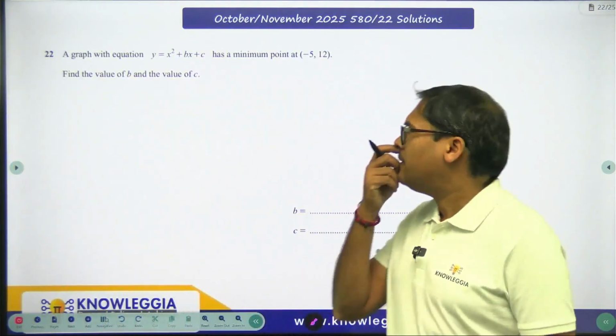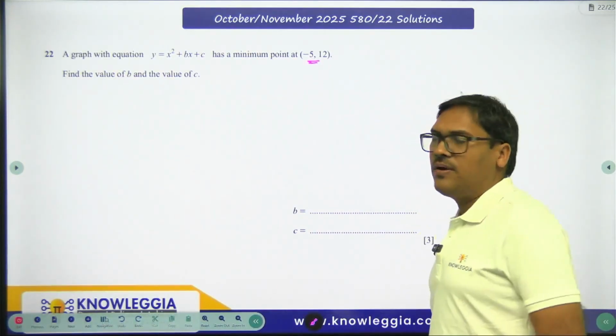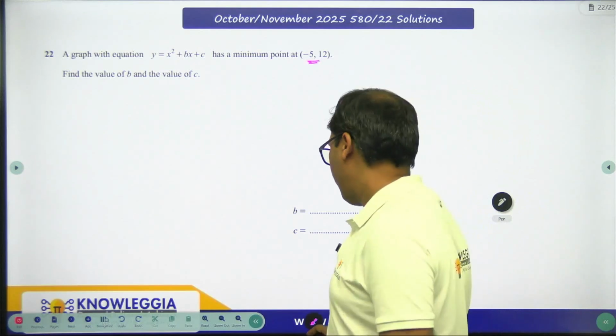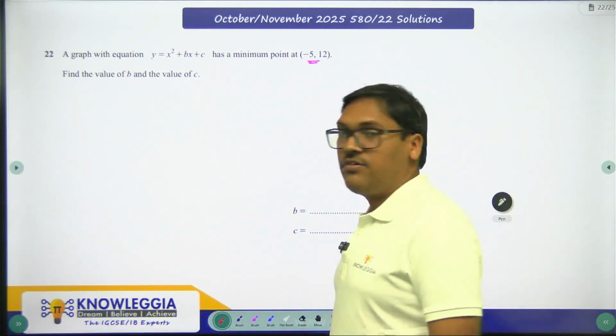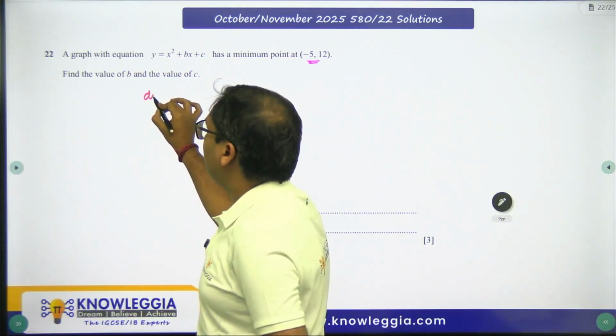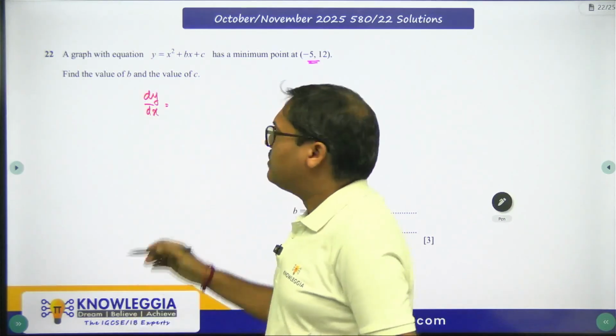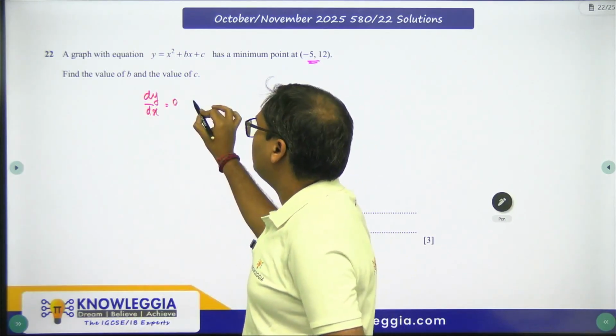You have to find, this is the given. It is given that the point of minimum is (-5, 12). Then find the values of b and c. So first thing, you can see what is the point of minimum. For the point of minimum, you can see dy by dx. The minima point will be when dy by dx is equal to 0.